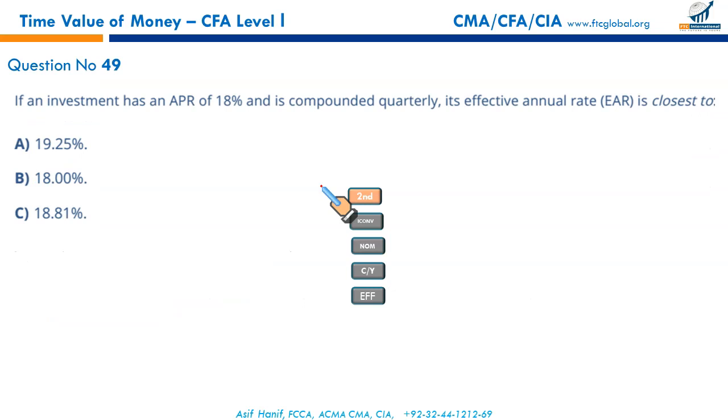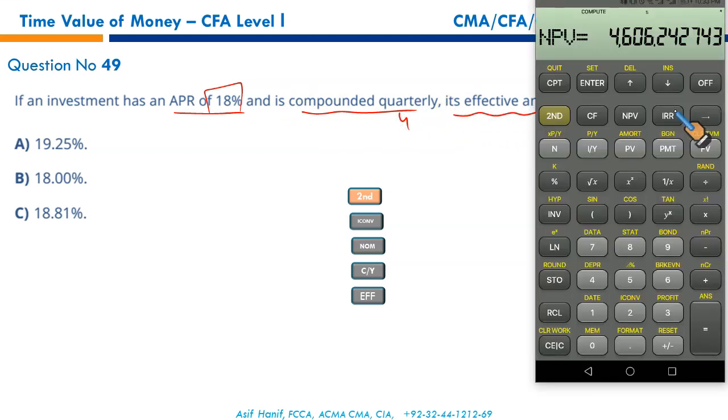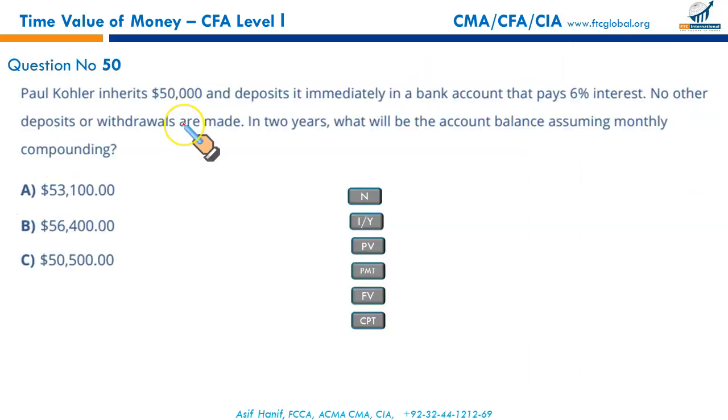Next, if an investment has an APR, annual percentage rate, of 18% and is compounded quarterly, its effective annual rate is closest to what? We know what to do. Second key, second function, interest rate conversion. Your nominal rate is given as 18, enter up. Compounding is quarterly, C/Y means 4 compoundings per year, enter up. Press CPT and it's going to be 19.25. Your effective rate is 19.25. That makes A the correct option.